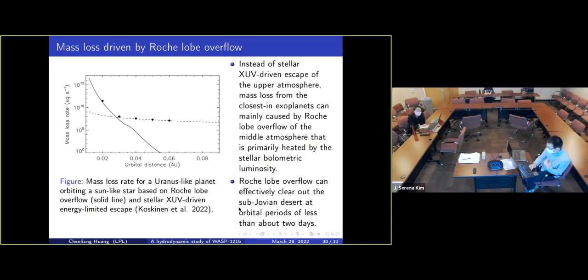My advisor Koskinen just published a paper recently showing that for the very close-in planet, the dashed line is the mass loss caused by the photoevaporation for a Uranus-like planet. And when it goes to about 0.03 AU or less than 2 or 3 days, then the Roche lobe overflow, this solid line, actually becomes the dominant one. So our model agrees with this conclusion.